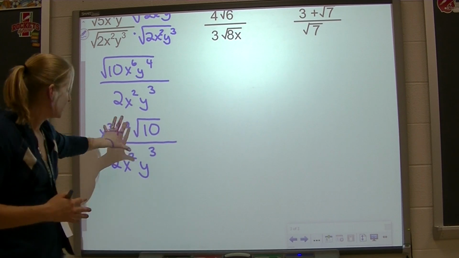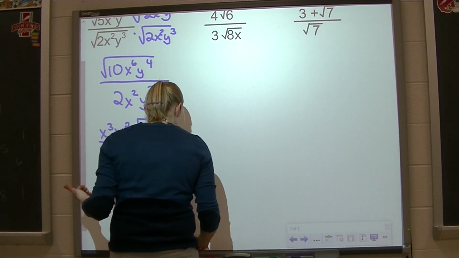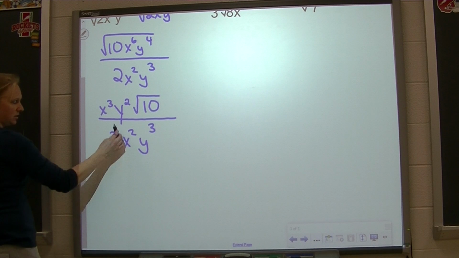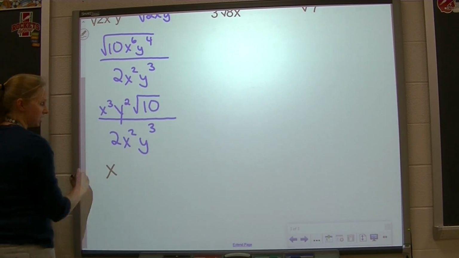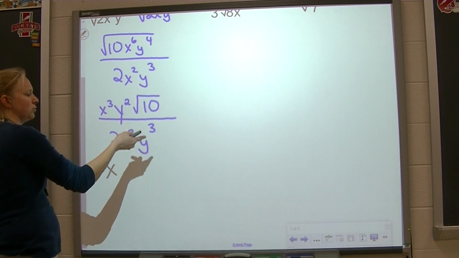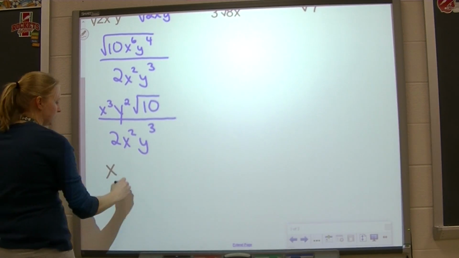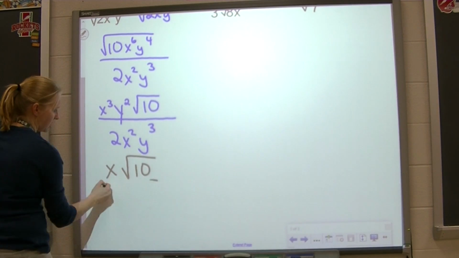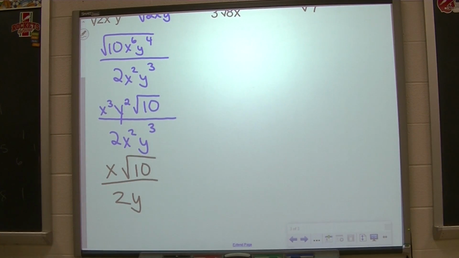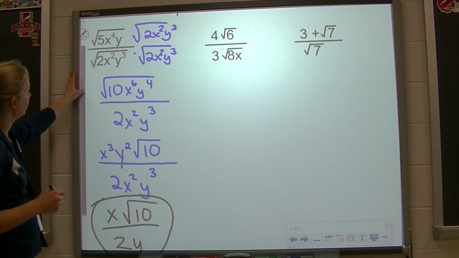However, that can be simplified further. Using our rules of exponents that we've learned, we can subtract. So x cubed and x squared, 3 minus 2 is 1, so x. Y squared minus y to the third, so 2 minus 3 is negative 1, but I can't have a y to the negative 1 power, so I have to move it down here. So it's actually going to be x square root of 10 over 2y to the first power. So this is your final answer for this problem.